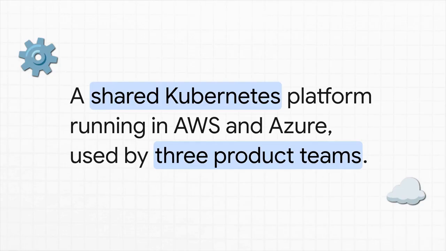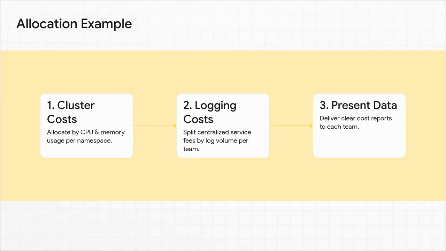All right, theory is one thing, but let's make this super concrete. Just imagine you're running a shared Kubernetes platform, and it's being used by, say, 3 different product teams. How in the world do you split that bill fairly? Here's how you'd actually do it. It's a pretty logical process.